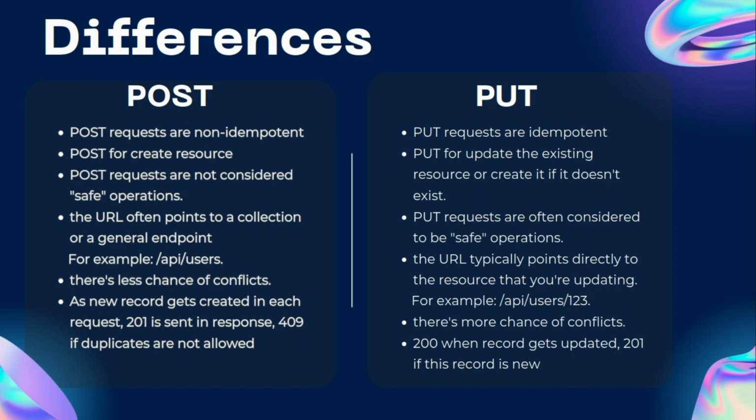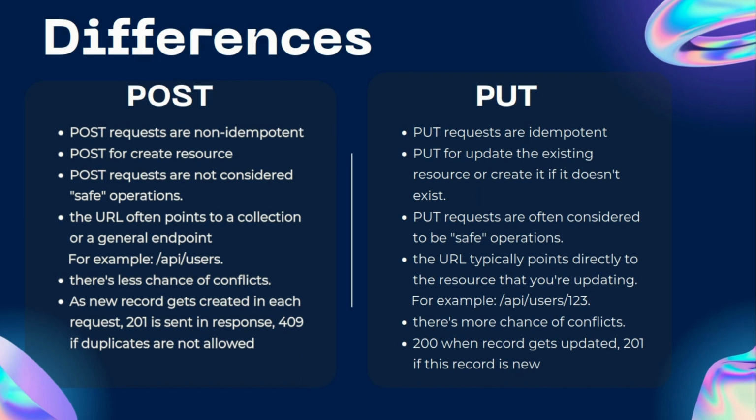There might be chances of conflict because the latest change will be reflected in the resource. But in the case of POST requests, the server usually creates a new ID for a new resource, so there are fewer chances of conflict. That's why there are fewer chances of conflict in POST requests, but in PUT requests there are high chances of conflict because multiple people are trying to update the same resource. So this is the fifth difference between POST and PUT request.